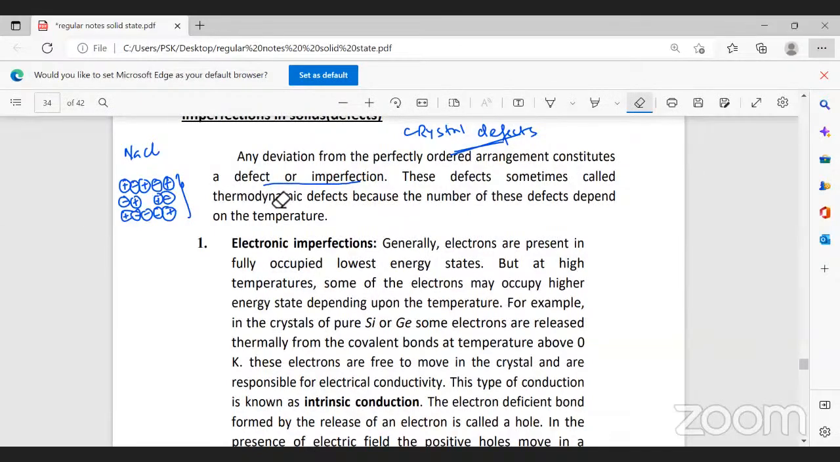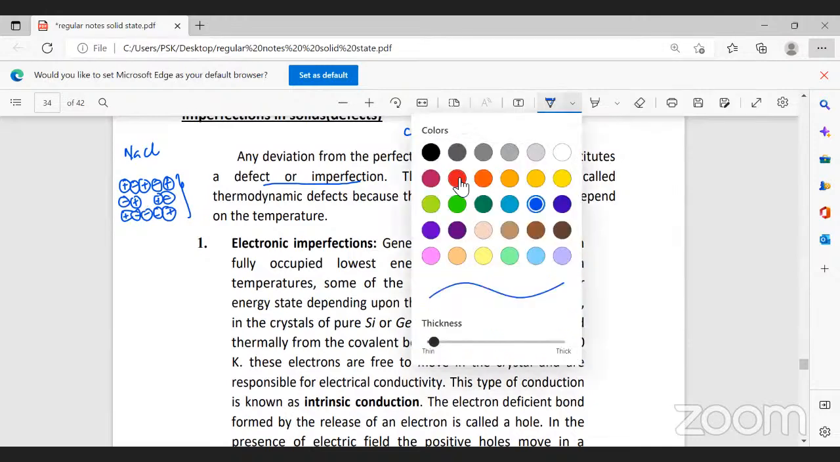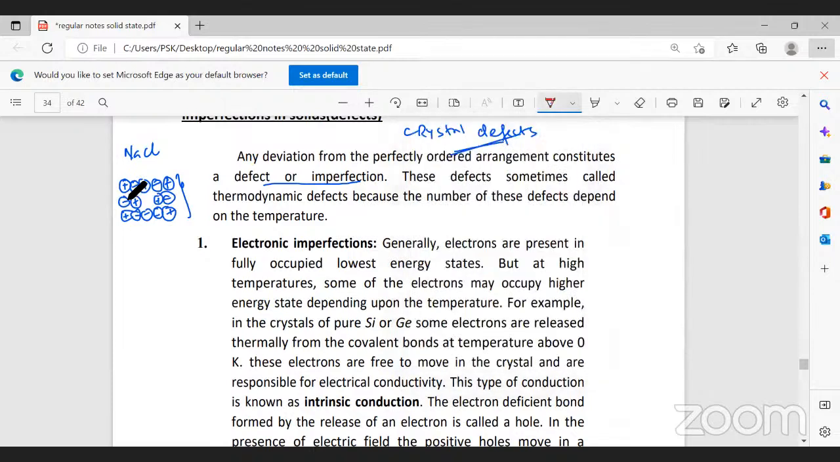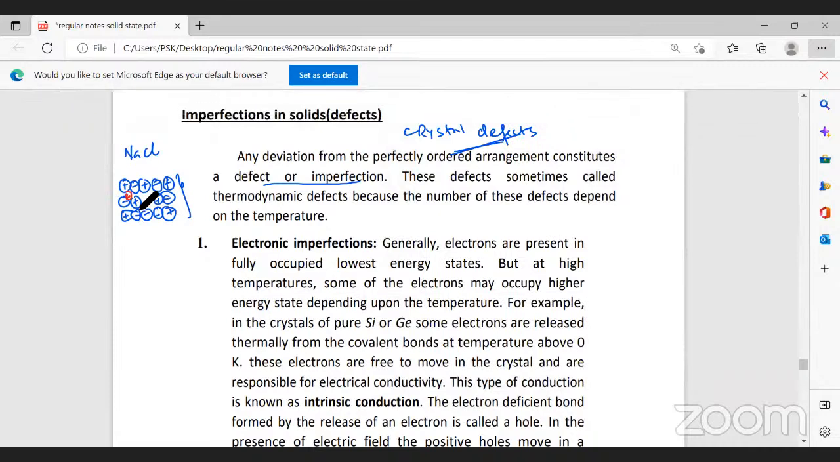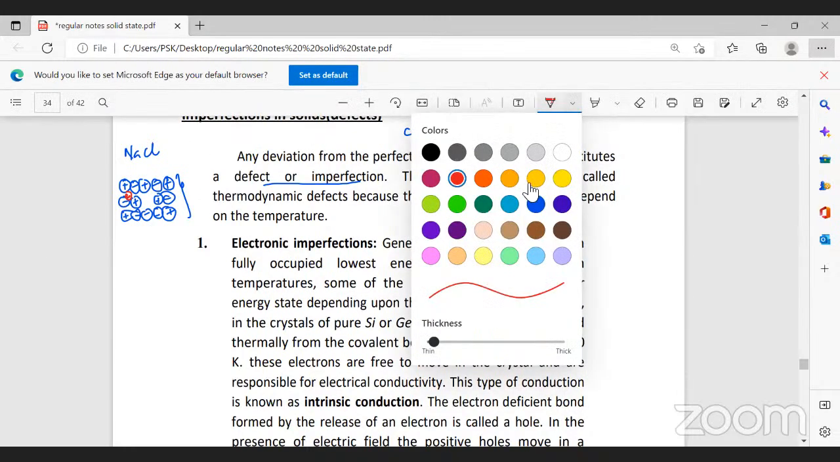Then it can be called a defect. Or assume that the chloride ion which was there now gets into an interstitial position like this. The chloride ion is here now. Then it is called a defect. What is a defect? If an ion or a particle is missing from its lattice position, or is placed away from its original lattice position, between the layers, then we call those kinds of crystals defective crystals, or imperfections.